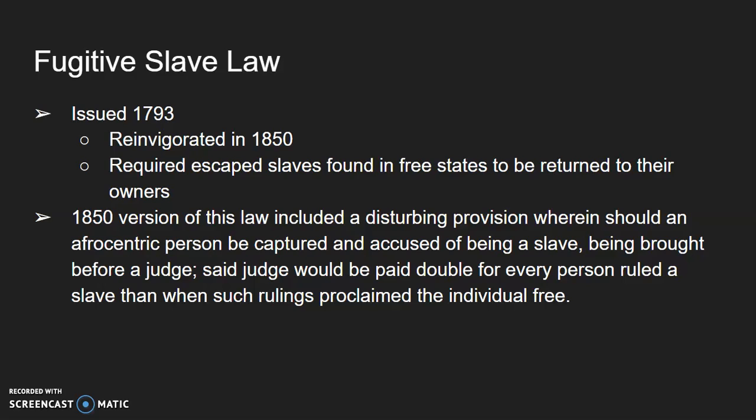In this provision, a judge would get double pay if the individual was deemed to be a slave and was returned south, as opposed to if they were deemed to be a free person and allowed to stay in the North. Now, from one position, you can understand why someone might have envisioned the law this way. The assumption was that there would be a pro-abolitionist bias in the North, so the double pay was used as a sort of counterweight to that assumed moral bias.